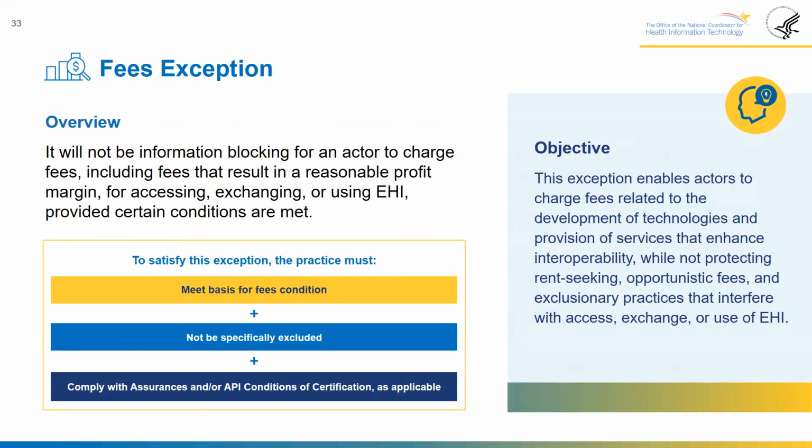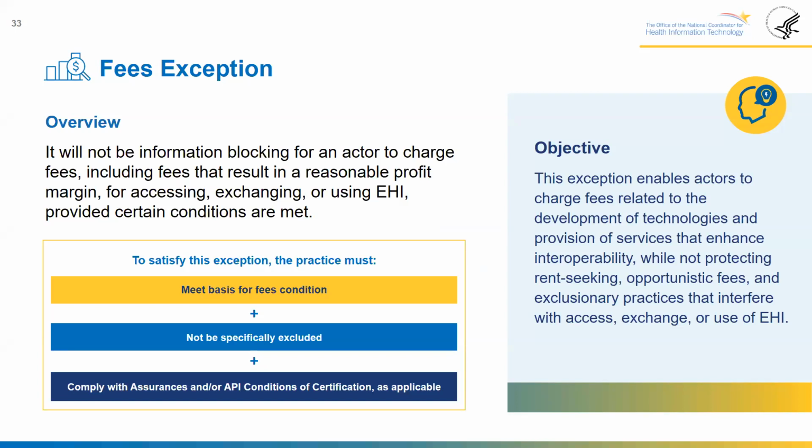Okay, so here we have the fees exception. We're down to the last 2, so don't worry, we're almost there. The fees exception. So why is this exception necessary? We believe that actors should be able to charge fees related to the development of technologies and the provision of services that enhance interoperability. But we also believe that they should not be allowed to engage in practices that constitute rent-seeking or opportunistic fees or other exclusionary practices that interfere with access, exchange, or use of EHI.